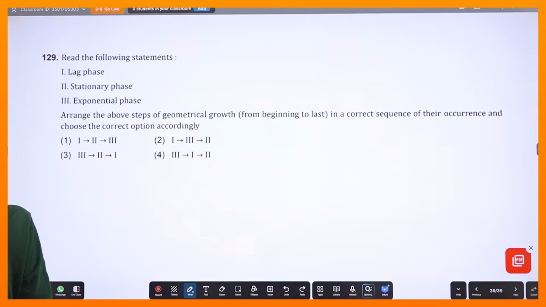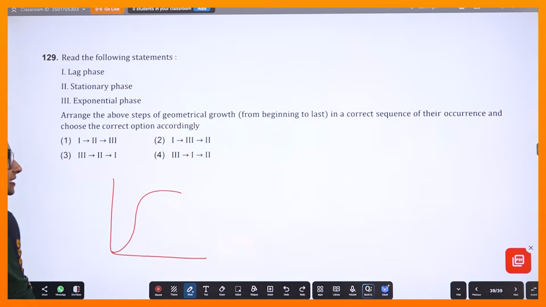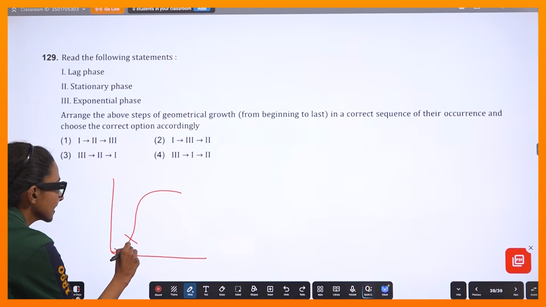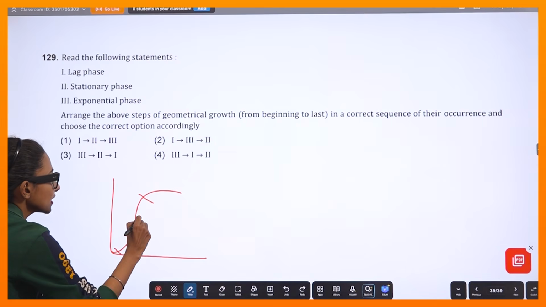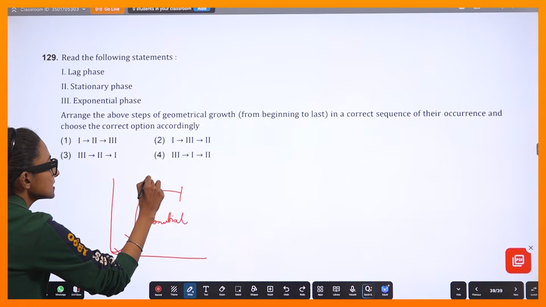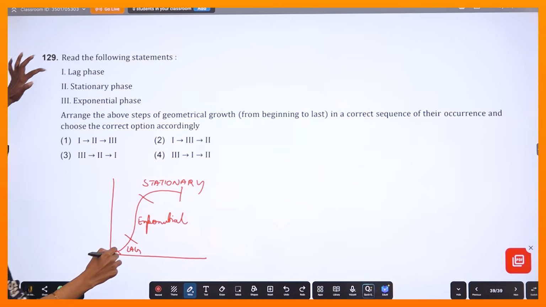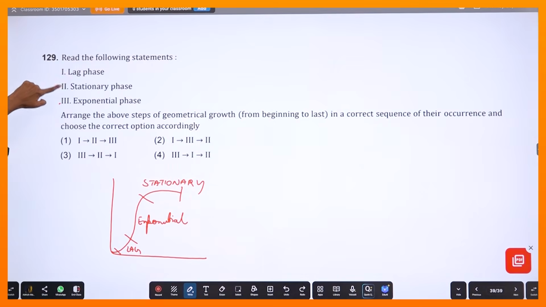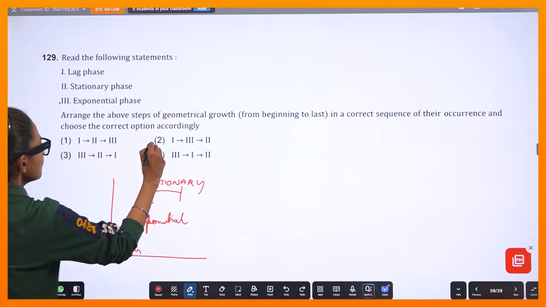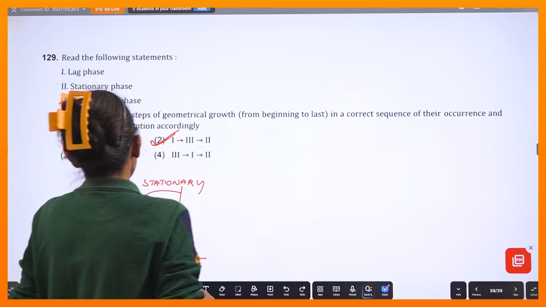Okay, read the following statements. Wherever we are drawing, this is the sigmoid curve that you get. So this is your lag phase. Then there is your exponential phase. Correct? And this one is your stationary phase. So lag is 1, then 3, so it has to be 1, 3, 2. Option 2. 1, 3, 2. Correct? Have a look.